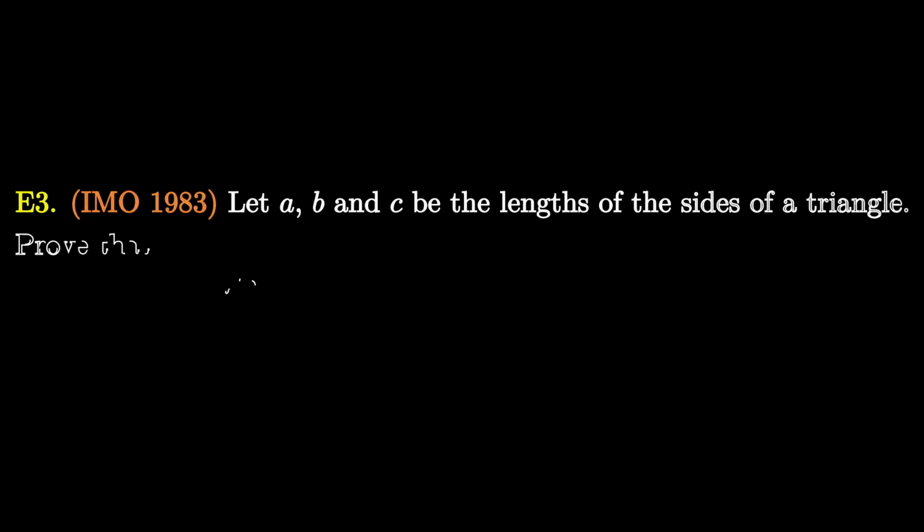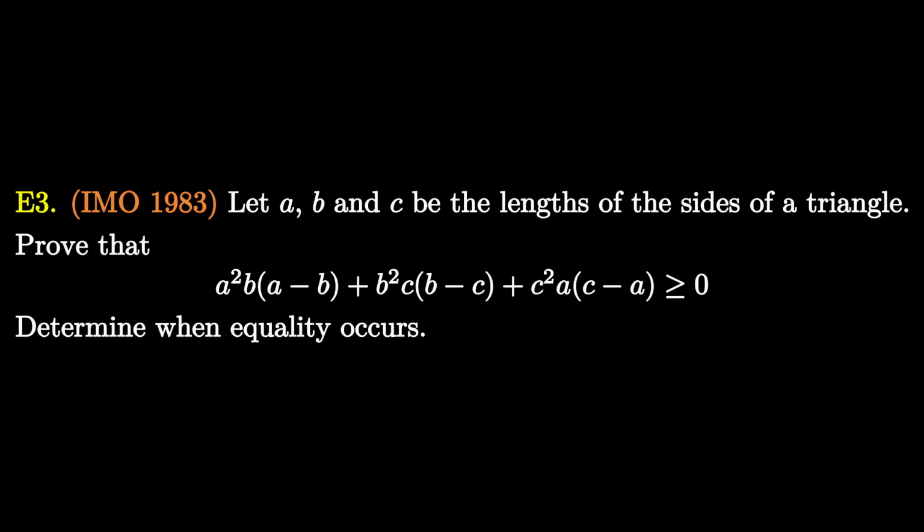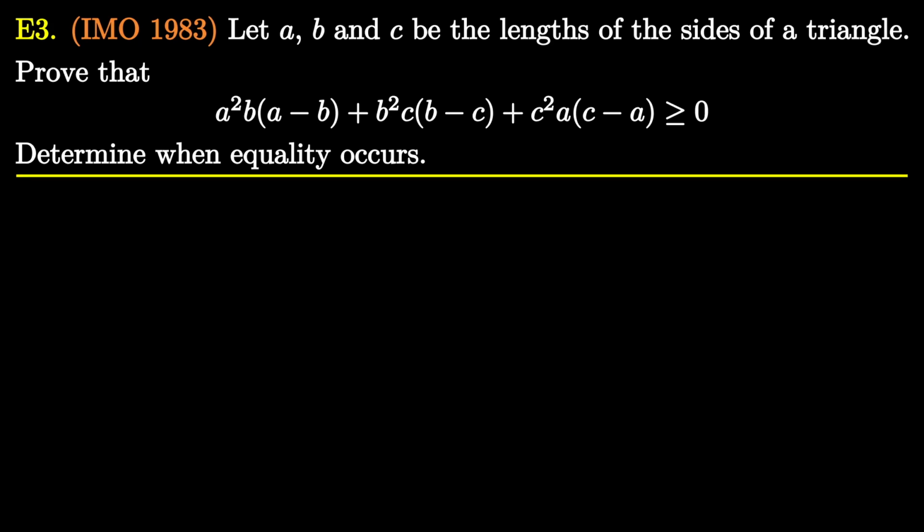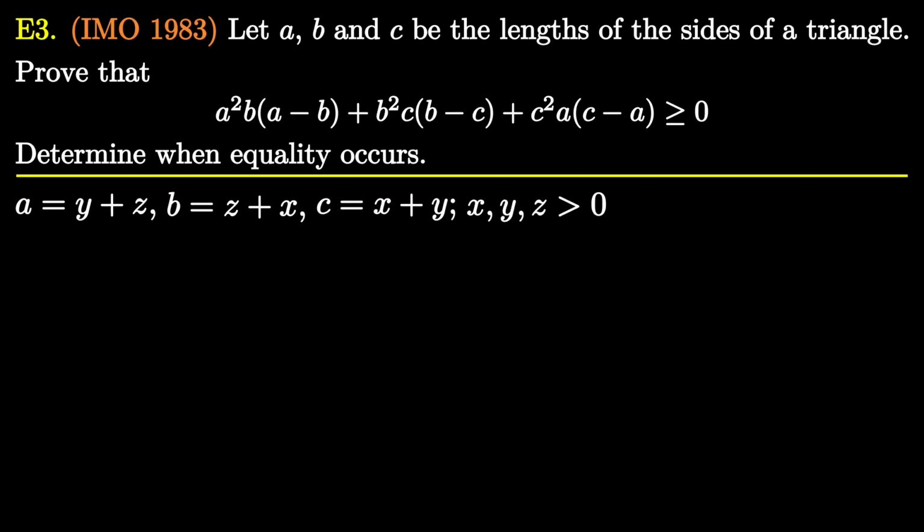Let a, b and c be the lengths of the sides of a triangle. Prove that a²b(a - b) + b²c(b - c) + c²a(c - a) is greater than or equal to 0. Determine when the equality occurs. Now we know the name of the game, Ravi substitution. We need to transform the given inequality in terms of positive x, y and z.